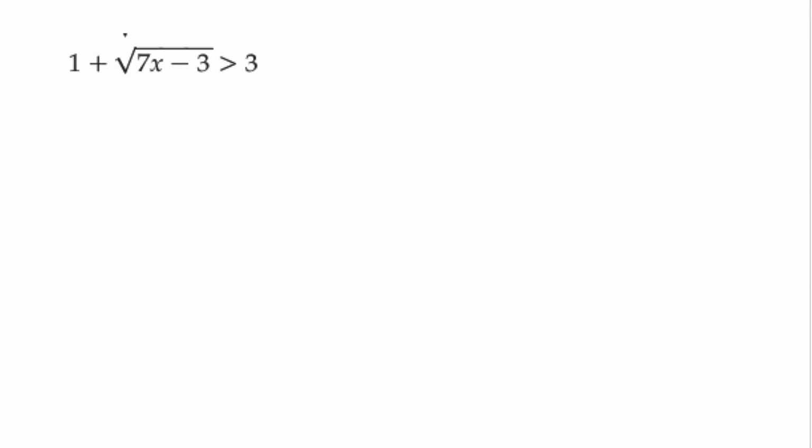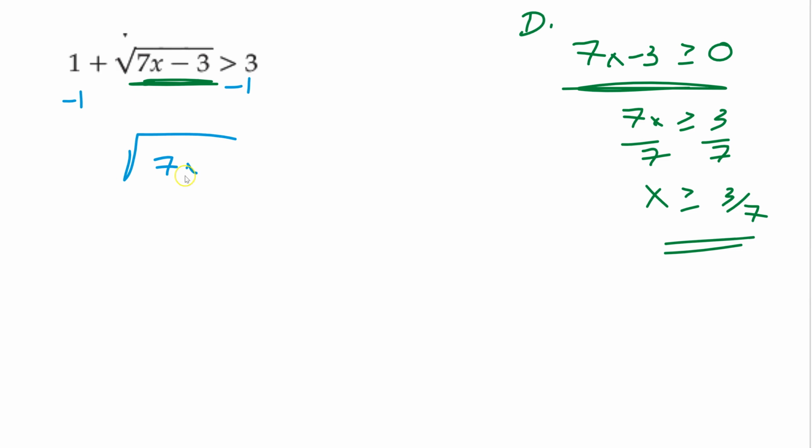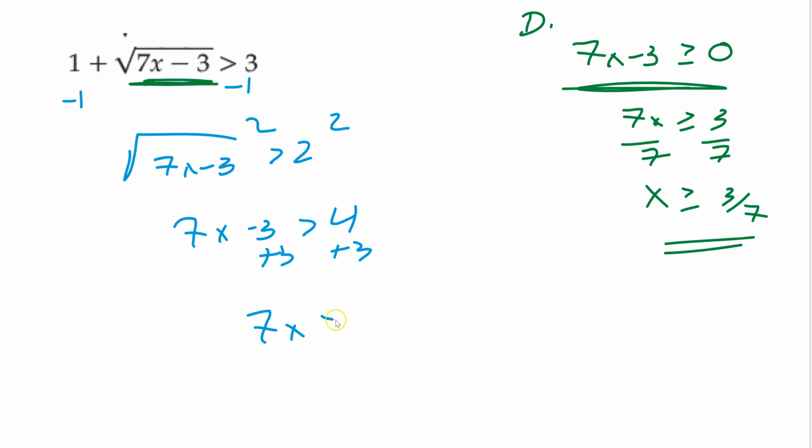So another one. So here, I got 7x minus 3 greater than or equal to 0. Great. Remember, that's my domain. Now, domain is always greater than or equal to, even if the problem has greater than. So we solve it. 7x is greater than or equal to 3. Divide by 7. X is greater than or equal to 3/7. And then we got to solve like normal. Subtract 1, subtract 1. The square root of 7x minus 3 is greater than 2. Square both sides. 7x minus 3 is greater than 4. Plus 3, plus 3. 7x is greater than 7. Divide by 7. X is greater than 1.